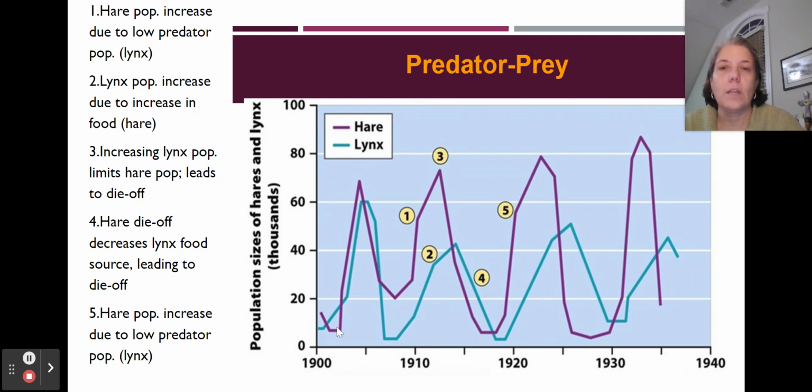What's happening first is the population of the prey is going up first. And then after that, the population of the predator goes up. Then the population of the prey comes down, and then the predator population comes down. So the predator population follows the prey population by a little bit, but this is just a natural fluctuation that happens in a predator-prey dynamic system.